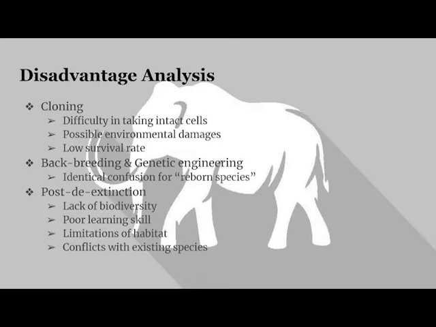Another problem for cloning is its low survival rate. There are too many examples of cloned animals which could not survive more than a quarter of a year. And the main reason for that is their abnormally fast growth rate. For backbreeding and genetic engineering, the biggest problem is their doubtful identities. Are they exactly the same species as the ancestors we would like to reborn, or just an entirely new species created by human beings ourselves?